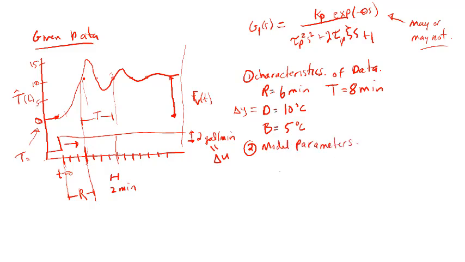Typically the easiest one to get first is the gain, so the gain is going to be delta Y, which is also D, divided by delta U. And so the gain for this is going to be 10 over 2, which is 5.